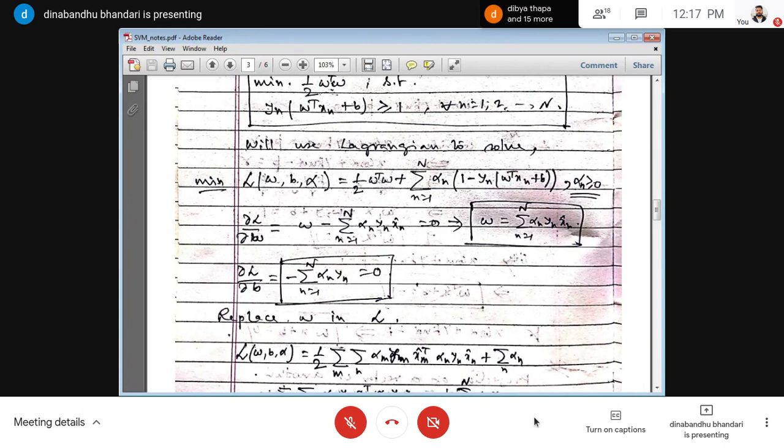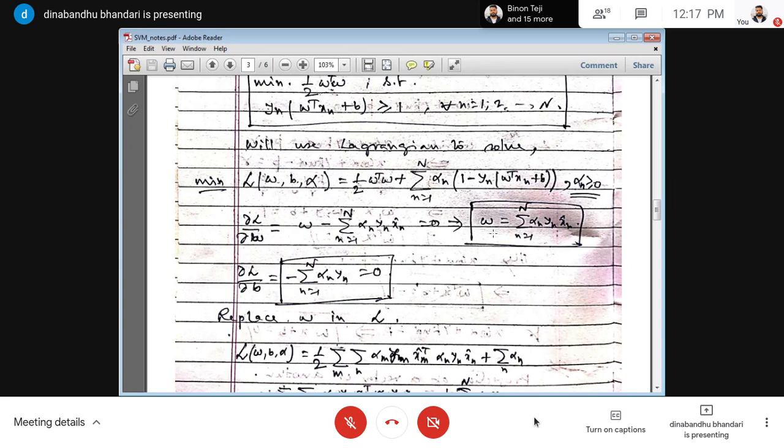Maybe, for simplification, we can assume that x1, x2, x3 are the 3 points. So it would be alpha 1, y1, x1, alpha 2, y2, x2, alpha 3, y3, x3. And perform that, you will get W. Okay, so you get a W. Now, you see, you got x1 as a support vector.